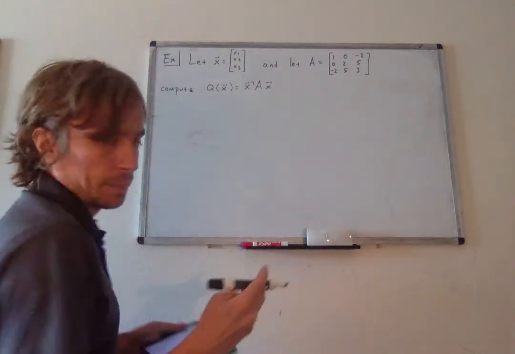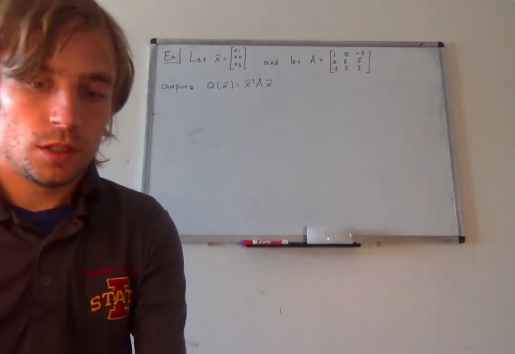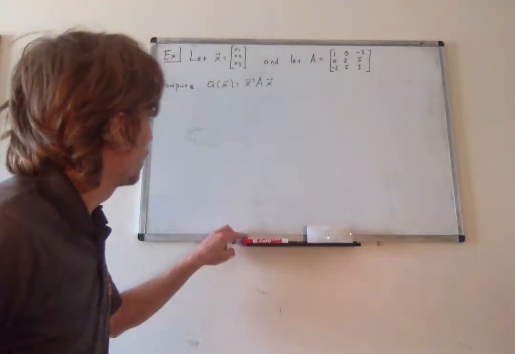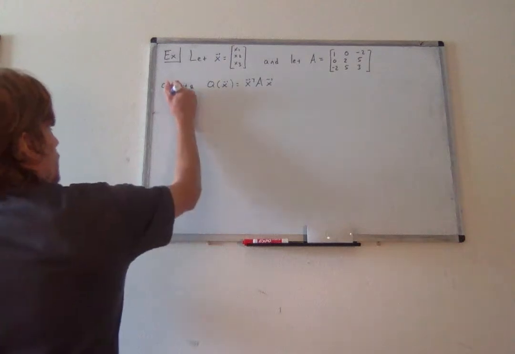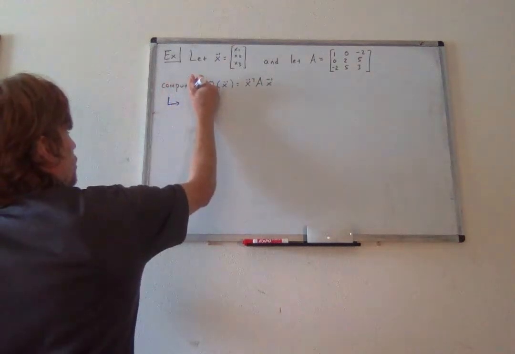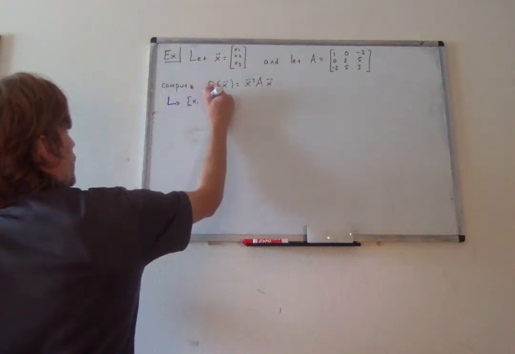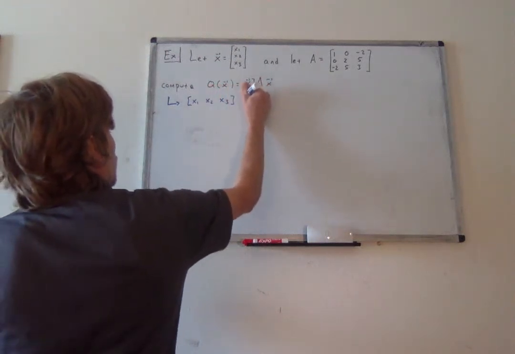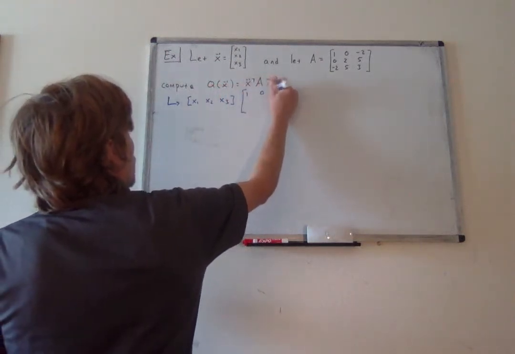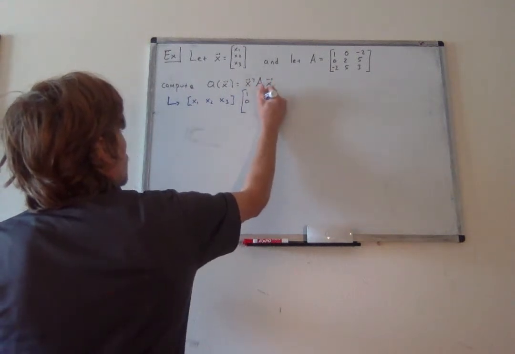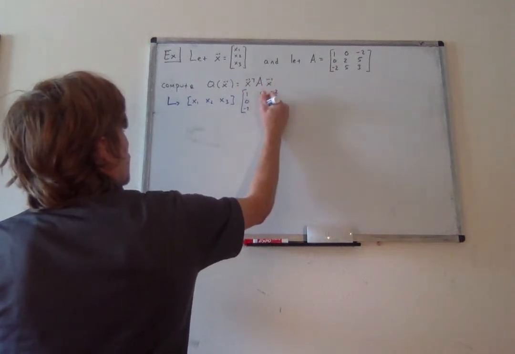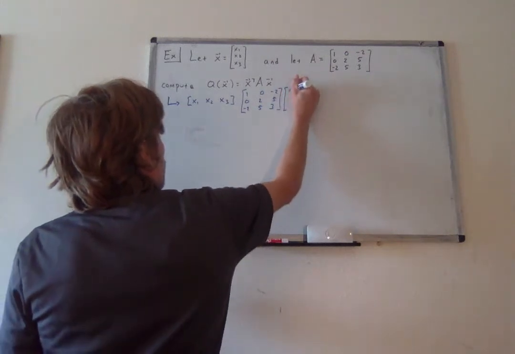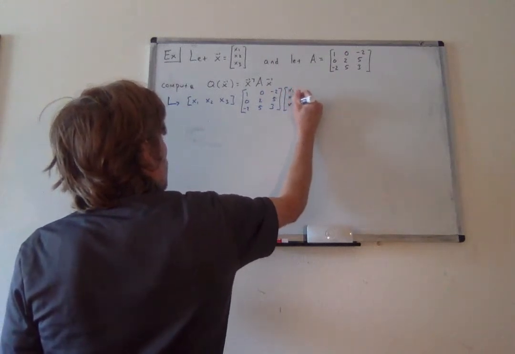So this will be a little more involved, like I said, but still definitely doable. So again, we're going to get the horizontal vector here, x1, x2, x3, times the matrix A, times the vertical vector, x1, x2, x3.